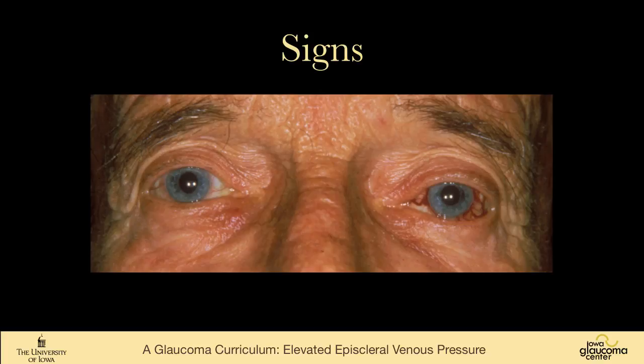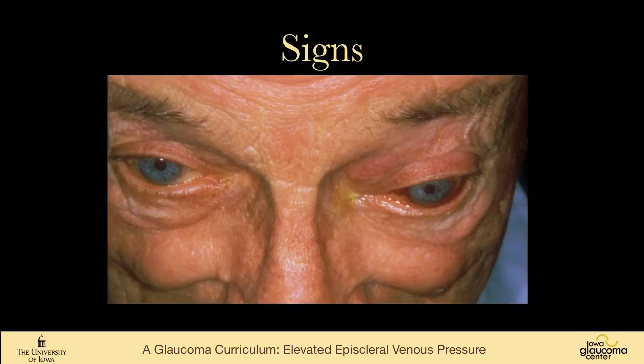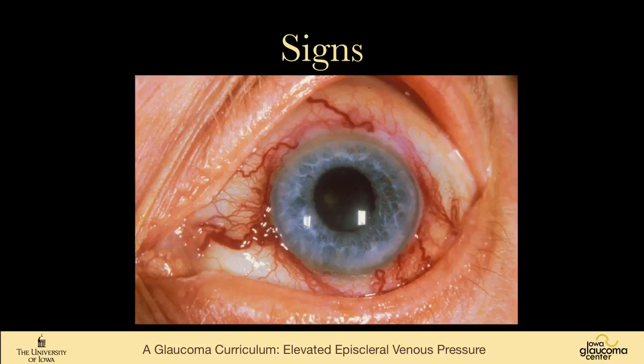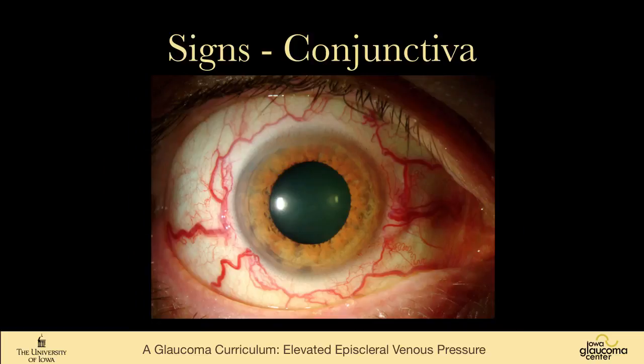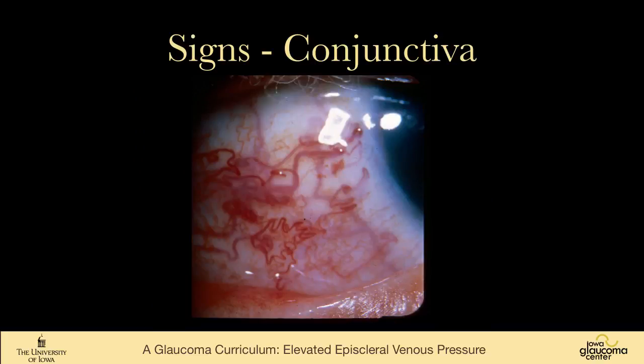So this is a gentleman who has a dural sinus fistula on the left side. You can see that the left eye is injected. He also has proptosis on that side, and just a closer view of his conjunctiva. So this is a usual appearance of somebody who has elevated episcleral venous pressure. Sometimes it's a little bit more dramatic, like this patient.